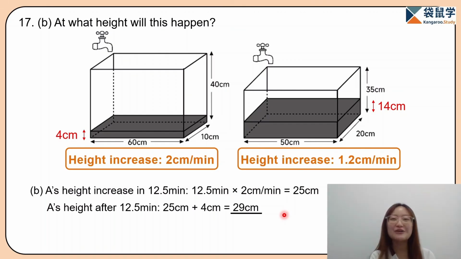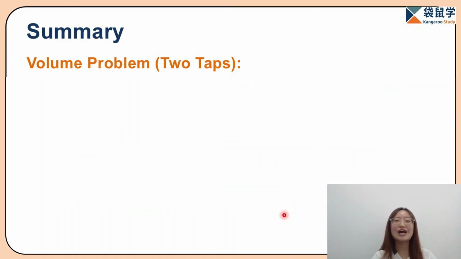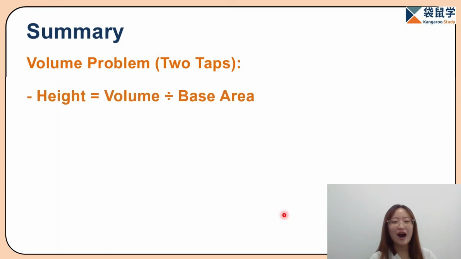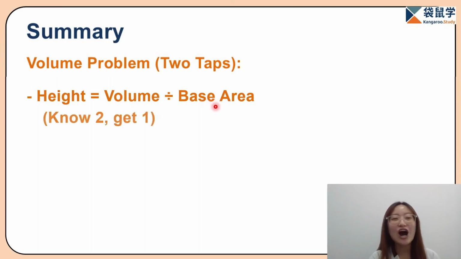Let's summarize so that you will be able to do questions like these by yourself. So this is known as the two taps problem. We have volume and rate. And remember, we needed to find height from volume. And what was the formula? It was volume divided by base area. So this question gave us the volume and the base area. So we were able to find height. But in other questions, if we were given the height and the volume, we can find the base area. This is known as know two, get one. If you know either two, you will be able to get the other one.